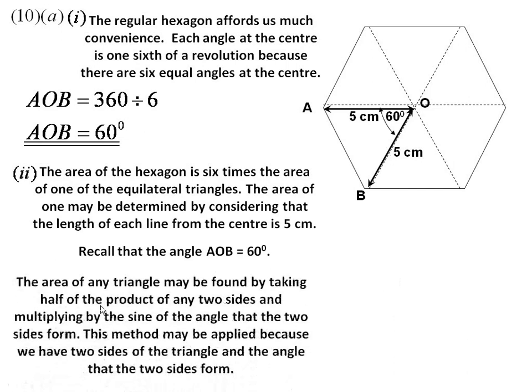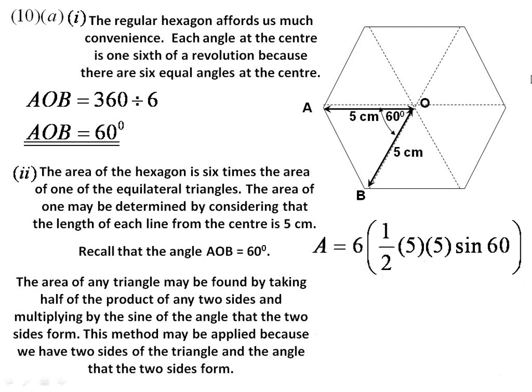What do we do? The area of any triangle may be found by taking half of the product of any two sides and multiplying by the sine of the angle that the two sides form. This method may be applied because we have two sides of the triangle and the angle that the two sides form. So the area of each triangle is half the product of the two sides, 5 times 5, because this side is 5 and this side is 5.